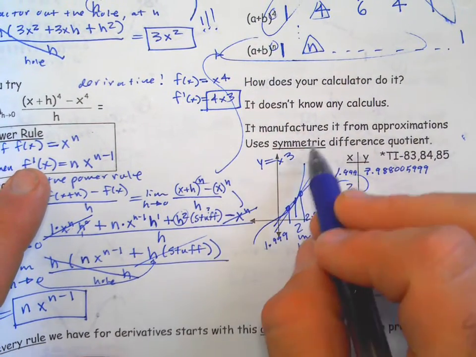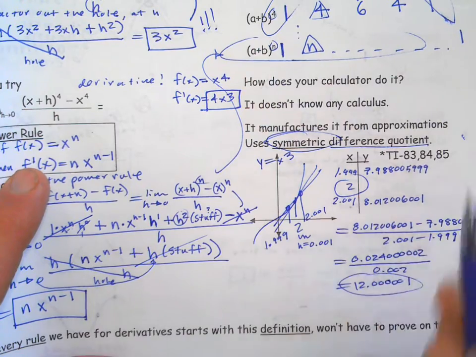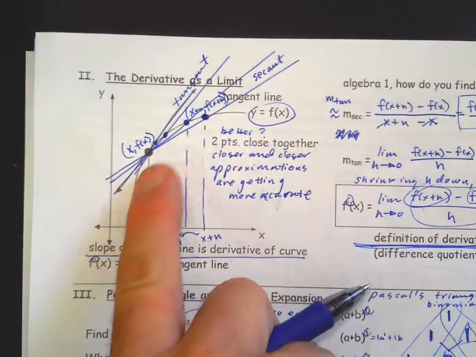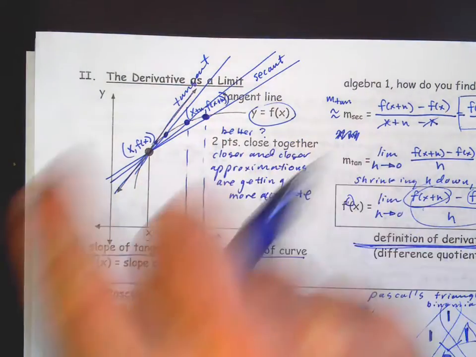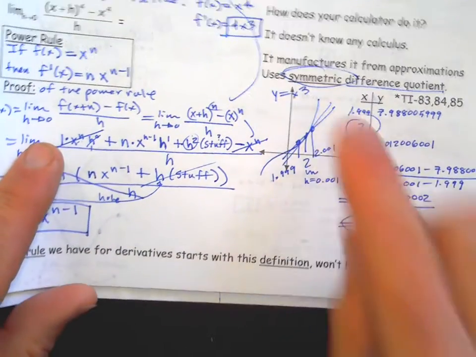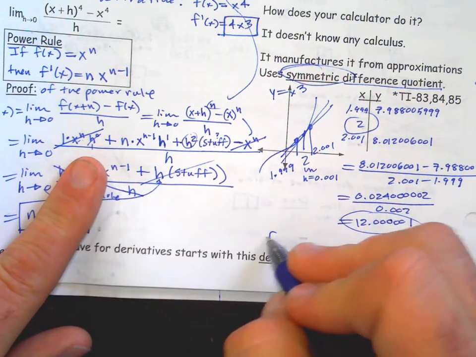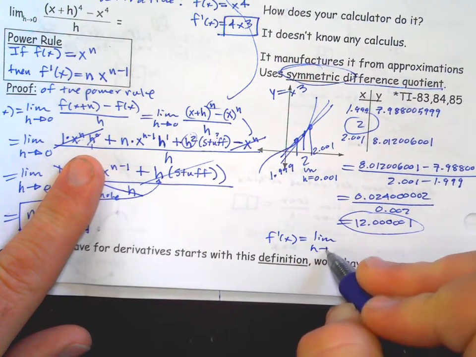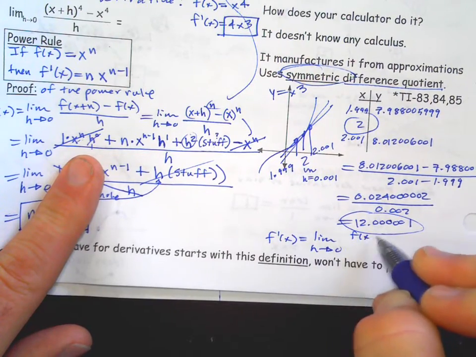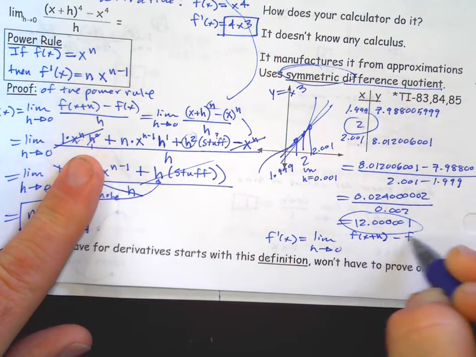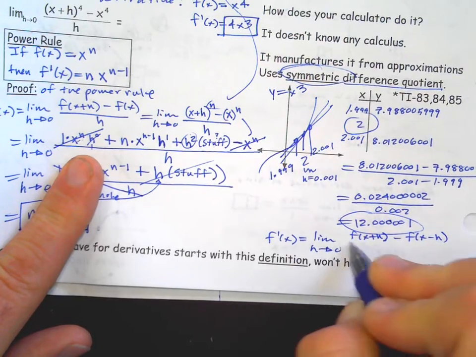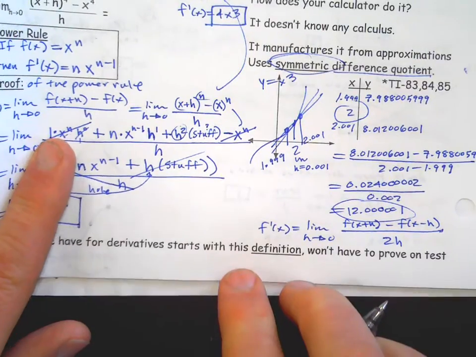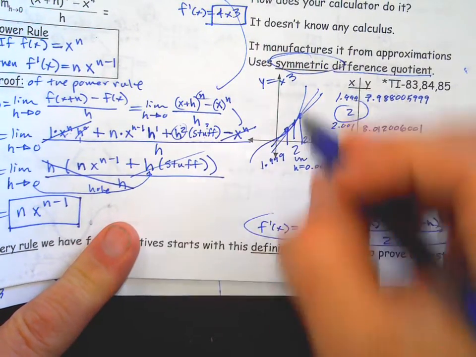Now, by the way, it uses a symmetric difference quotient. So there's actually different versions of difference quotient. We used a right-sided difference quotient. We took the point and a point to the right that we kept scooting. But you could take a point on the left and the right instead and say, okay, well, let's do f of x plus h minus f of x minus h. So we're going to go h to the right and h to the left, and then the denominator would end up being 2h. So this is a symmetric difference quotient.